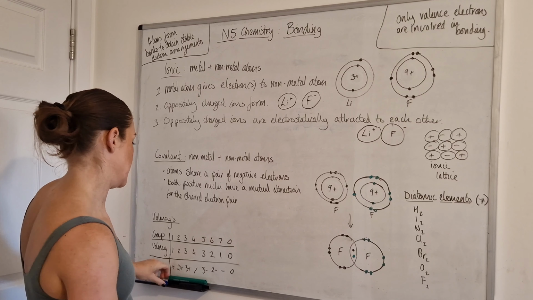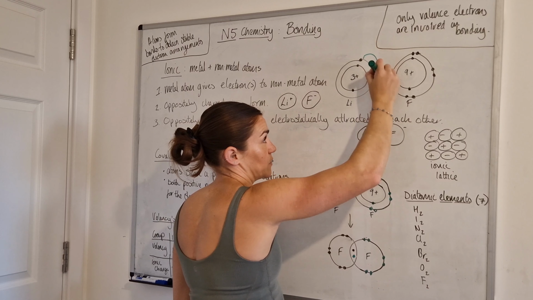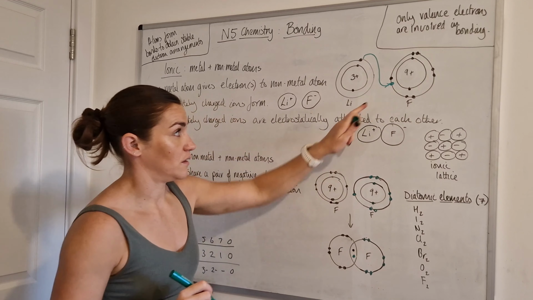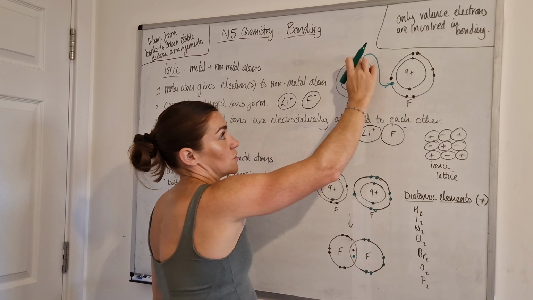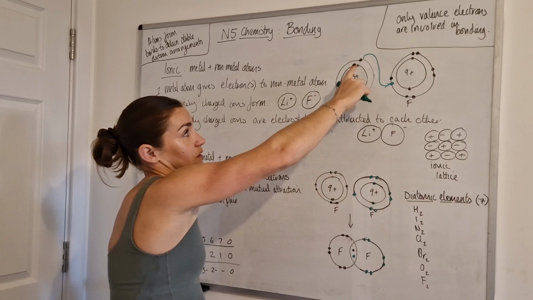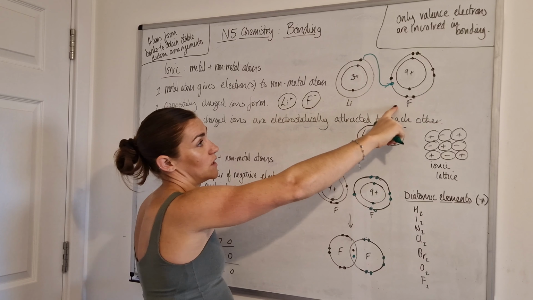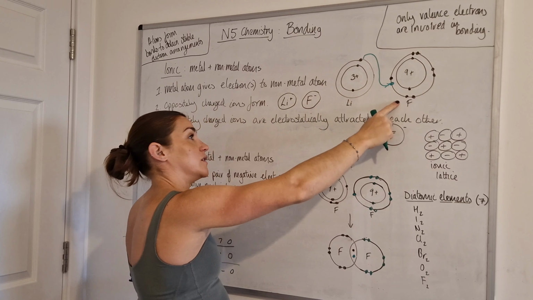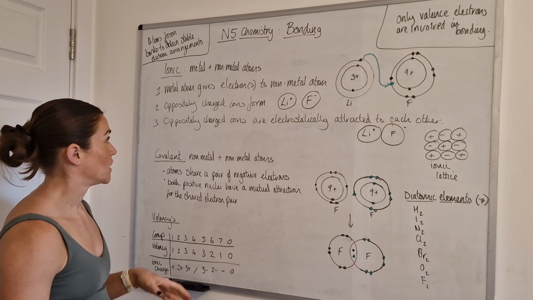Essentially what happens is this outer electron, the valence electron here, ends up going over here and pairing up with this unpaired electron in the fluorine atom here. So that means that lithium then ends up with an electron arrangement of 2 in the form of Li+, and the fluorine then ends up with 8 outer electrons to form the fluoride ion F-.